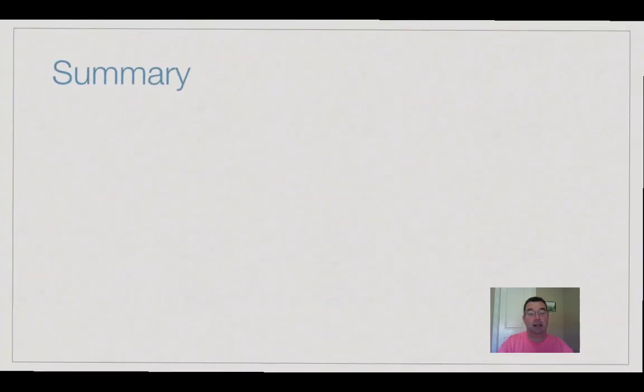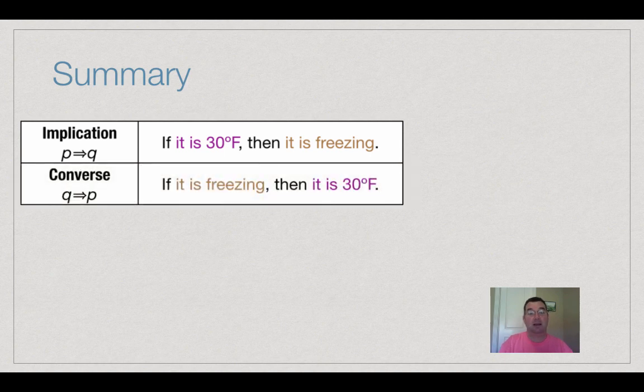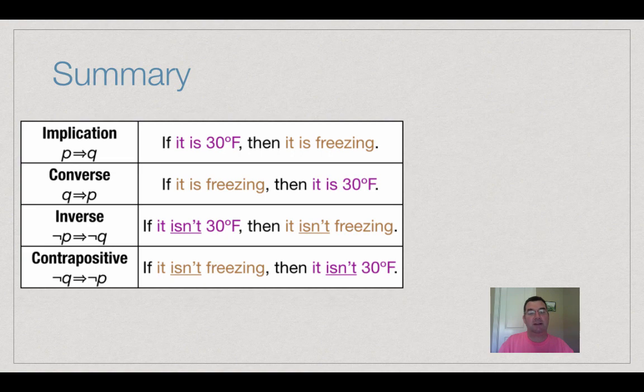All right, so in summary, we've got P implies Q, so there's the original implication. If it is 30 degrees Fahrenheit, then it is freezing. The converse of that would be if it is freezing, then it is 30 degrees Fahrenheit. Not necessarily true, even though the first implication actually was. The inverse says if it isn't 30 degrees Fahrenheit, then it isn't freezing. Well, that's not really true either, for the same reason that the converse wasn't necessarily true. And then the contrapositive, if it isn't freezing, then it isn't 30 degrees Fahrenheit. And that is as true as the original implication.